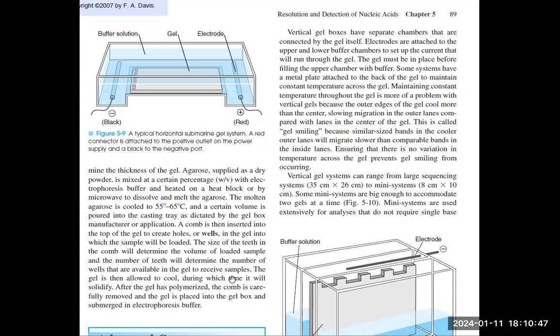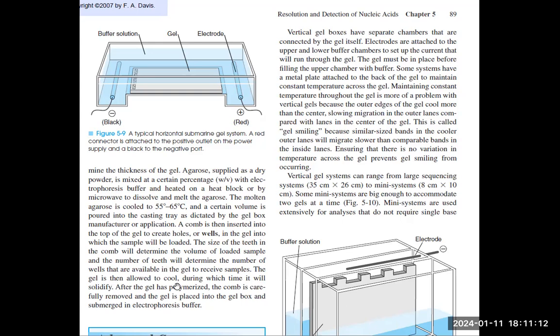See, the size of the teeth in the comb will determine the volume of loaded sample. It's just like 5 to 10 to 15 to 20 µL, depending on the size of the combs. And the number of samples you can load is predetermined by the number of teeth of the comb.